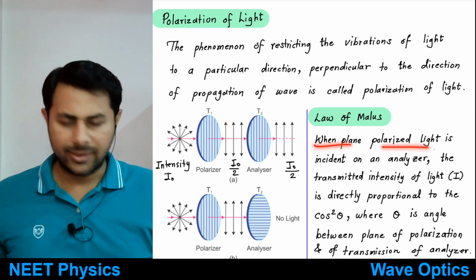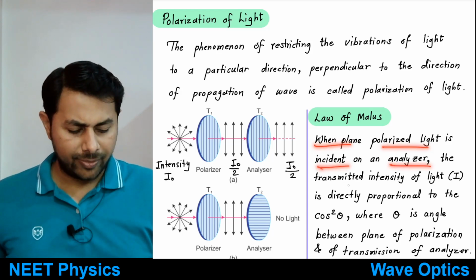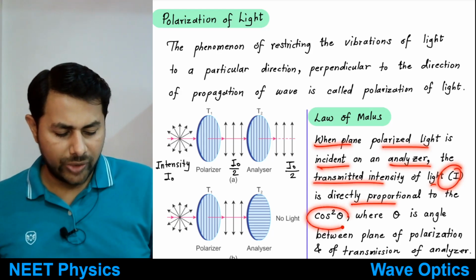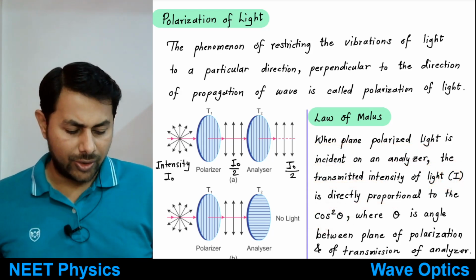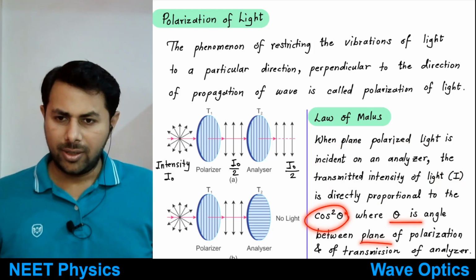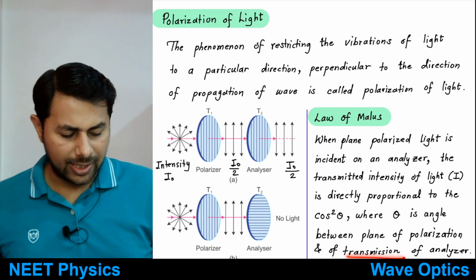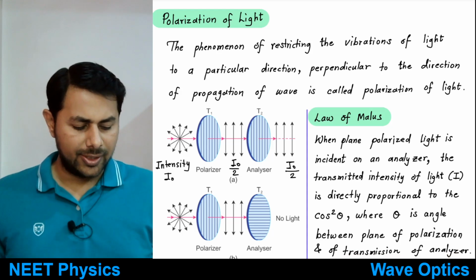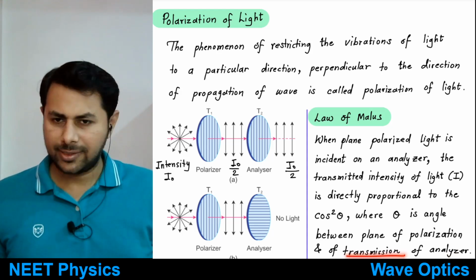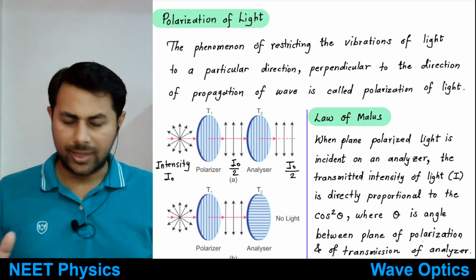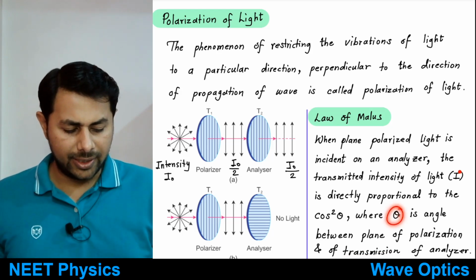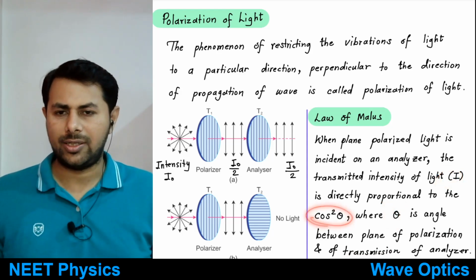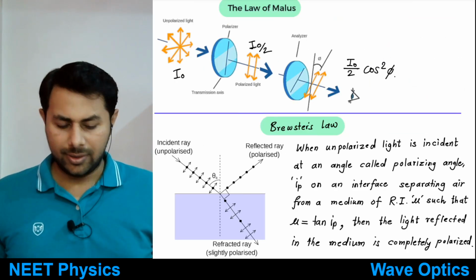So when plane polarized light is incident on an analyzer, the transmitted intensity of light I is directly proportional to cos square theta, where theta is the angle between the plane of polarization and the transmission axis of the analyzer. You can say pass axis. The intensity allowed to pass is directly proportional to cos square theta. This is the law of Malus.